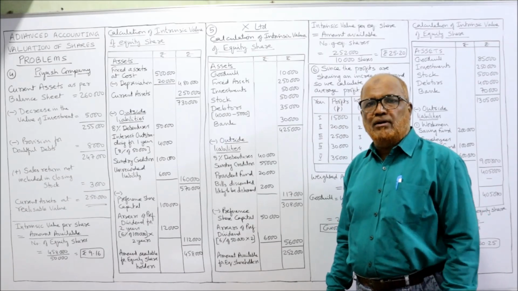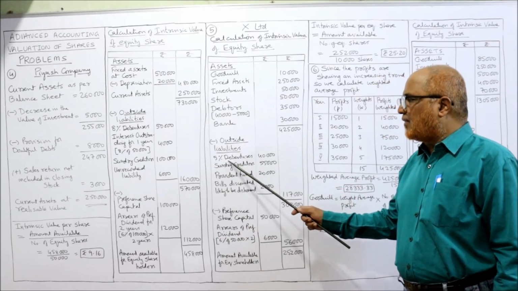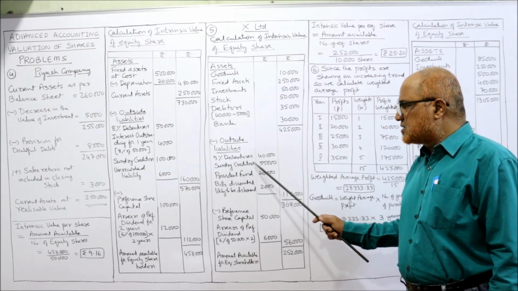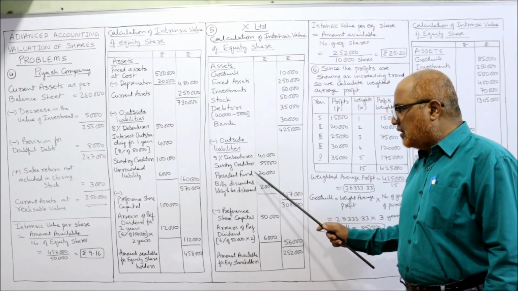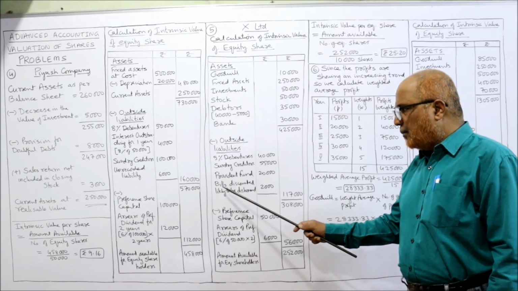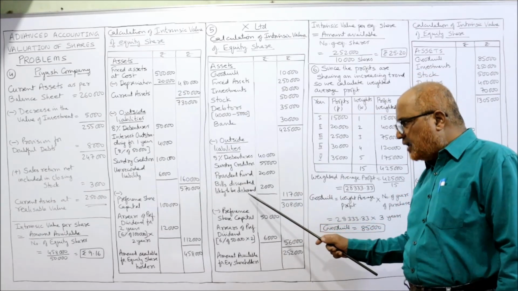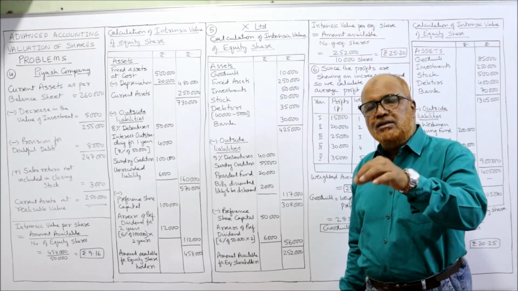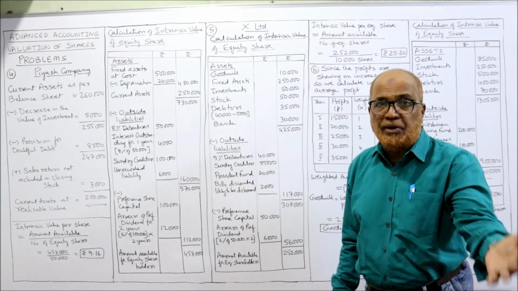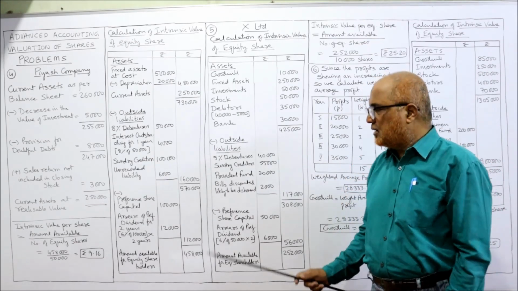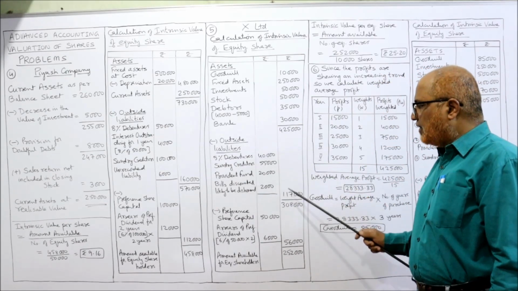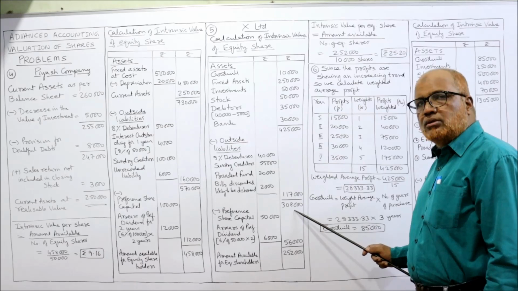Now outside liability. The first outside liability 5% debentures 40,000. And sundry creditors 55,000. Provident fund of employees 20,000. Bills discounted likely to be dishonored 2,000. This is a contingent liability, but it is given in the problem that it is likely to be dishonored. Then it will become an actual liability. Take the total of liability 1,17,000. So 425 minus 117, 3,08,000.